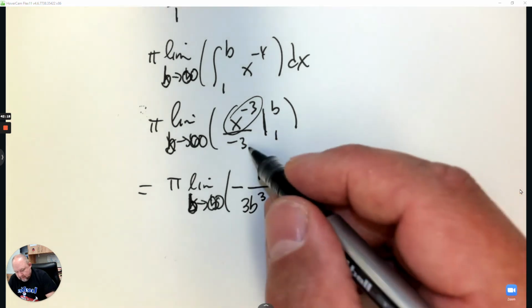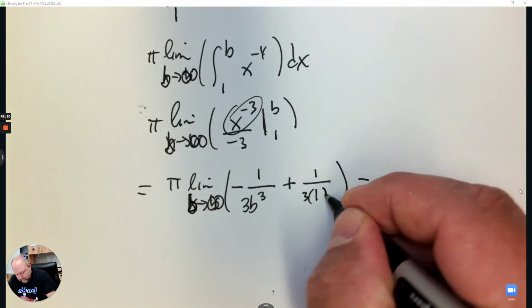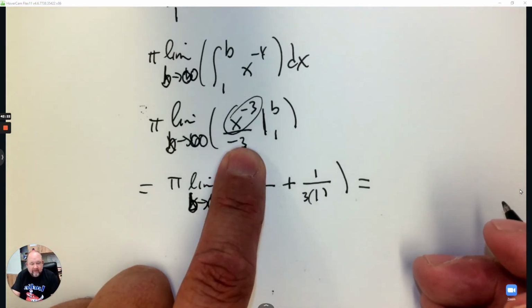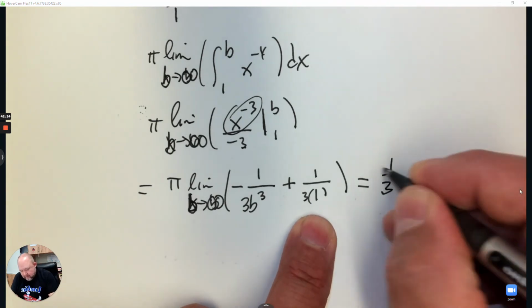Oh, what happened to the 3? There's a 3 down there. So when you plug in there, that 3 is down there. So it's actually 1/3 pi, or pi over 3.